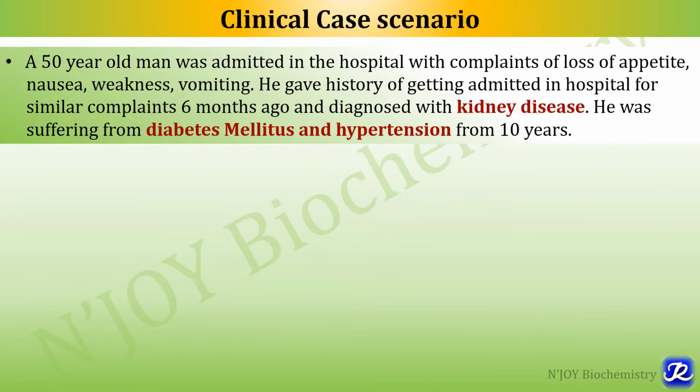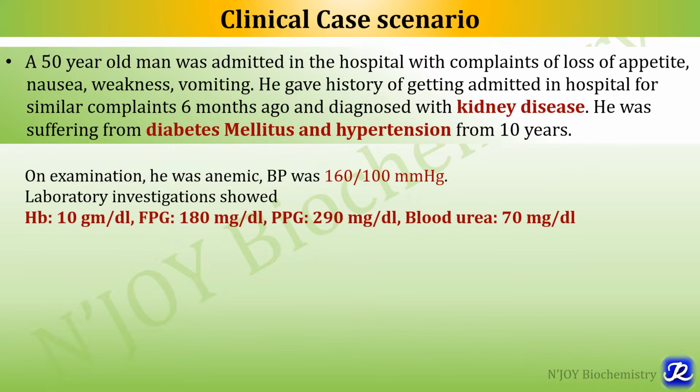A 50-year-old man was admitted in the hospital with complaints of loss of appetite, nausea, weakness and occasional vomiting. He gave history of getting admitted in the hospital for similar complaints 6 months ago and he was diagnosed with kidney disease. He was suffering from diabetes mellitus and hypertension for 10 years. On examination, he was anemic and his BP was raised. It was 160 by 100 millimeters of mercury.